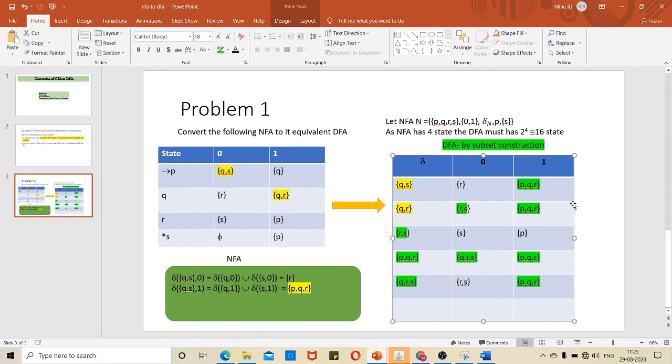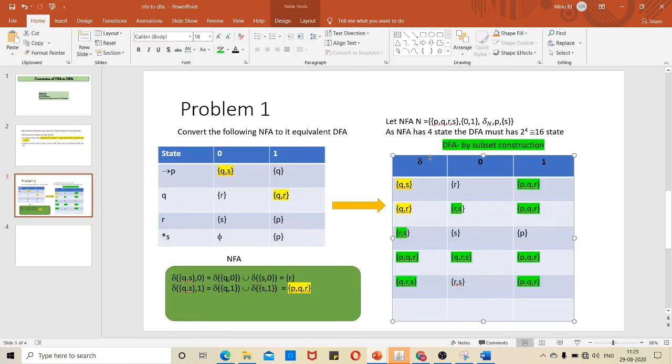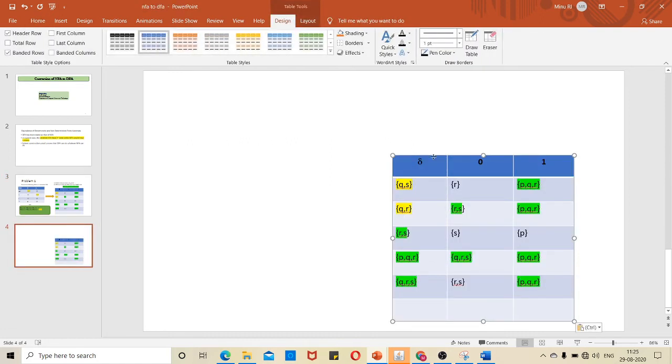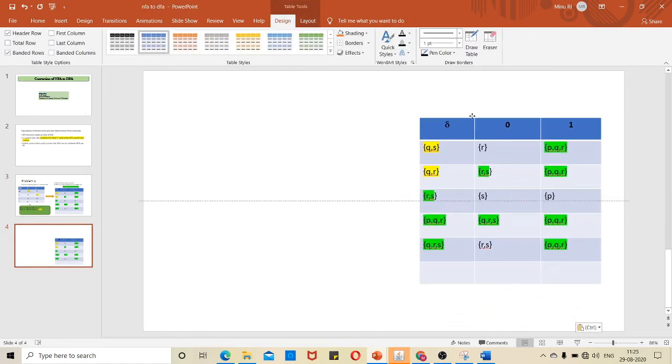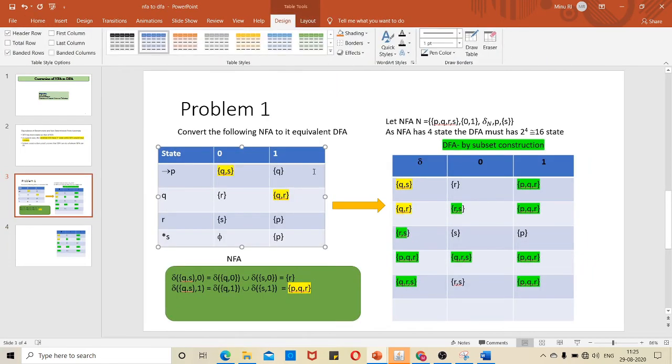So your final output, let me make it another blank slide so that it will be easy for us. Your final output would be, let me copy this out so that I may get some extra space. So this must be my input.